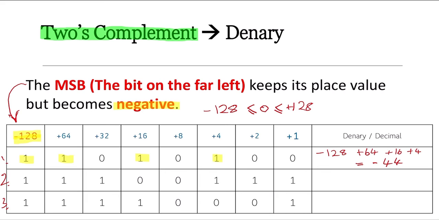Number 2, we've got a 1 under the negative 128, a 1 under 64, a 1 under 32, a 1 under the 4, a 1 under the 2, and a 1 under the 1. So we add together negative 128 plus 64 plus 32 plus 4 plus 2 plus 1. Negative 128 plus 64 is negative 64, plus 32 is negative 32, plus 7. So that's negative 25.